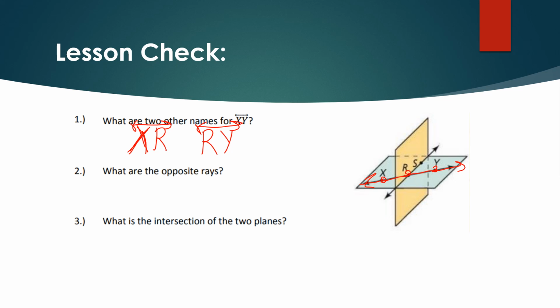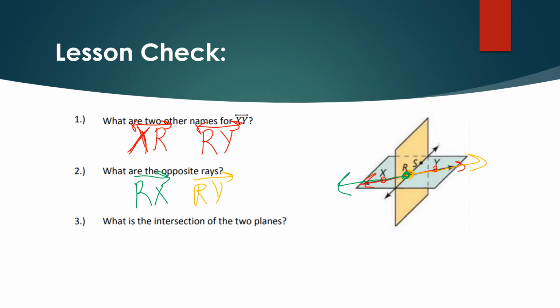For number 2, they're asking what are the opposite rays. So again, using the same line, I could do ray RY and ray RX. So RX and RY. Because those 2 rays go in opposite directions, they share an endpoint, they make a line.